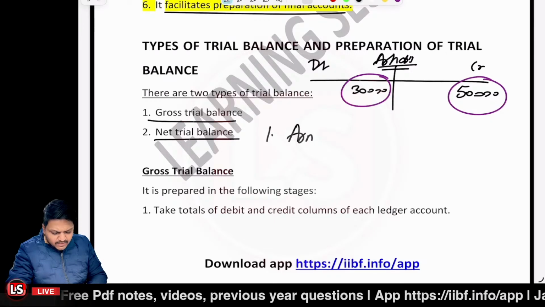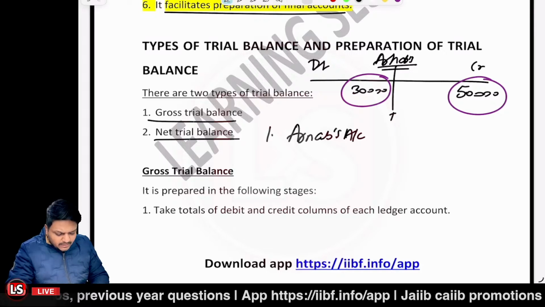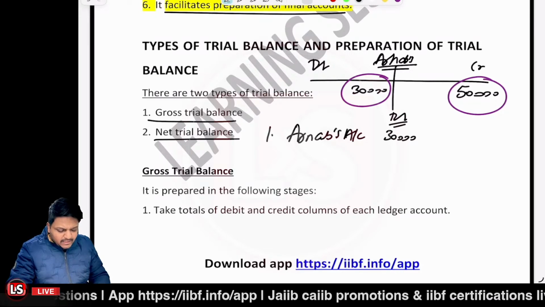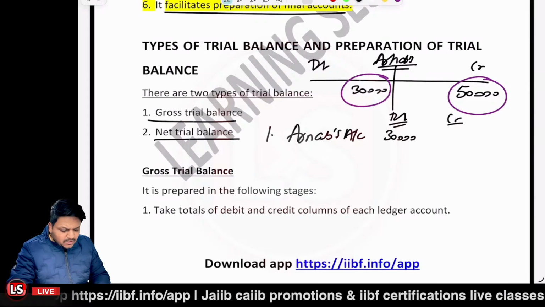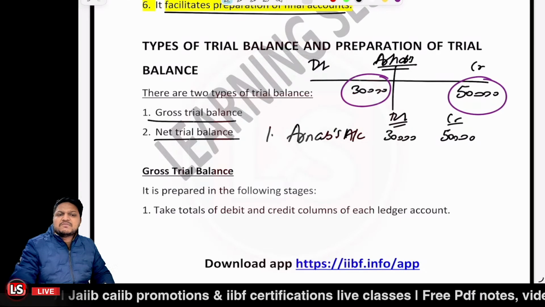Let's say its number is 1. We'll mention the Earn-ups account. Further, under the debit balance, we'll mention the total of the debit side, that is 30,000, and under the credit side, we'll mention the total of the credit side, that is 50,000. That is it. The balancing is not to be done specifically in that scenario.